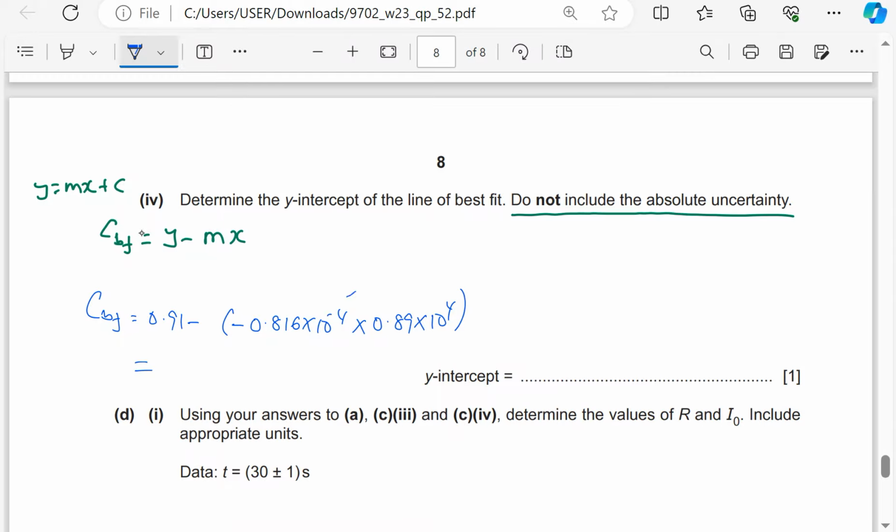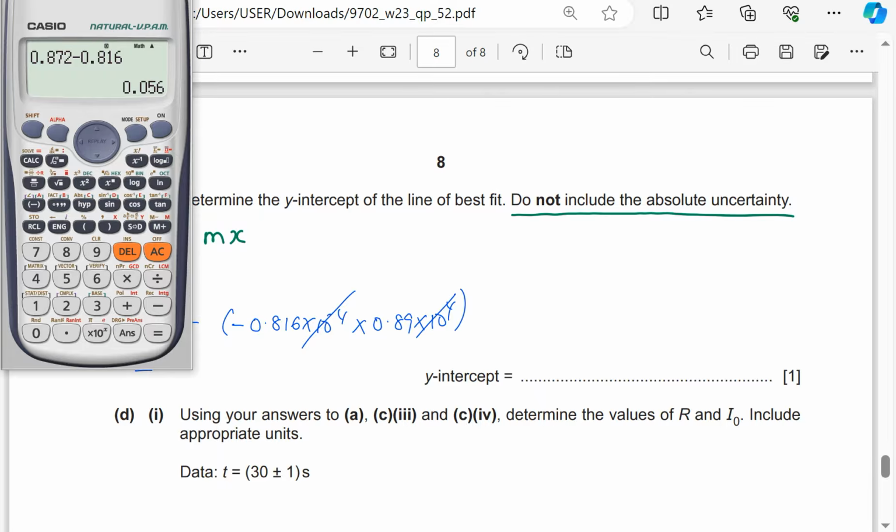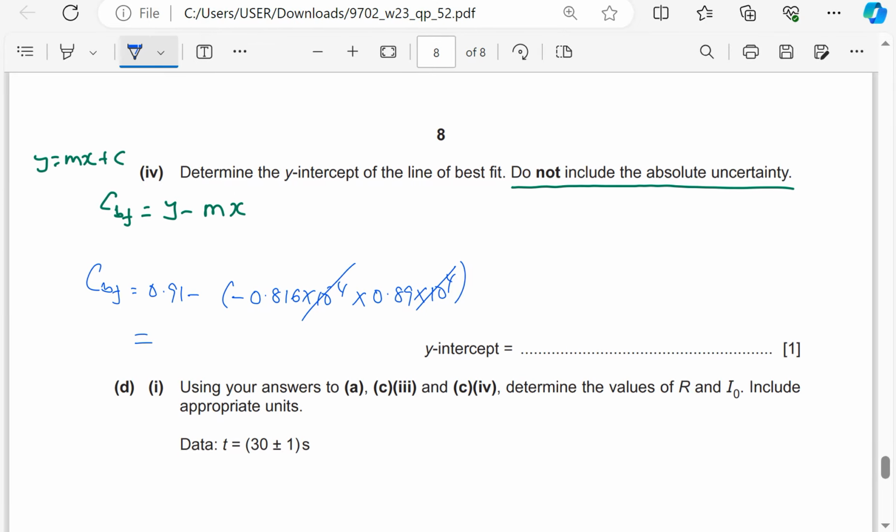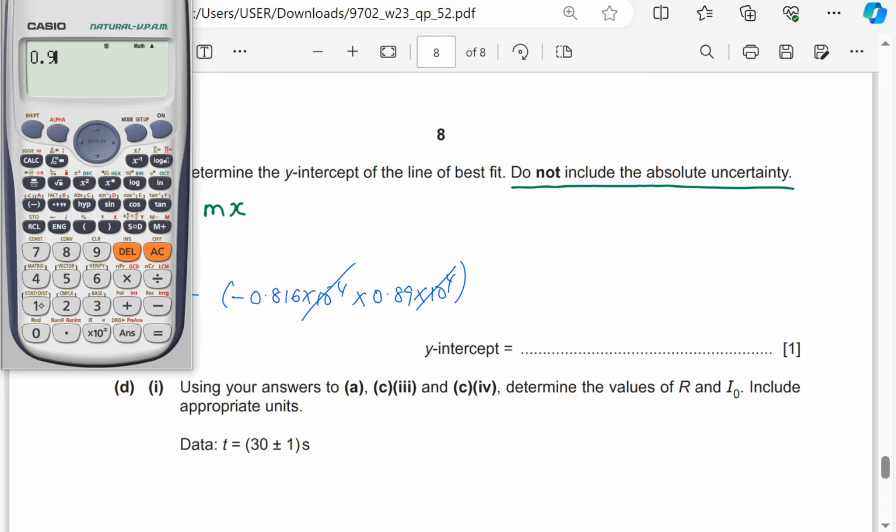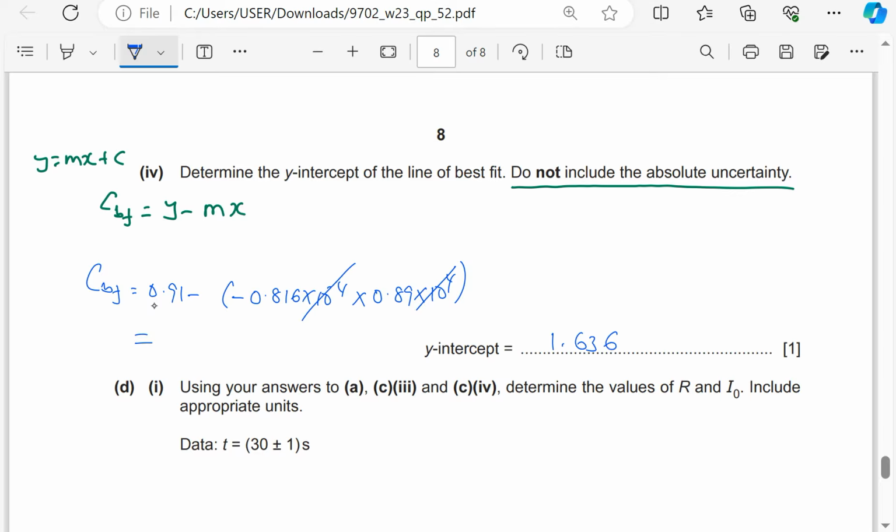So just press the calculator here. I think this and this cancel out. So I have negative 0.816 times 0.89, then that is the answer there. So I have 0.91 minus the answer, which becomes 1.636. They have not asked for the units, so I will not find the units.